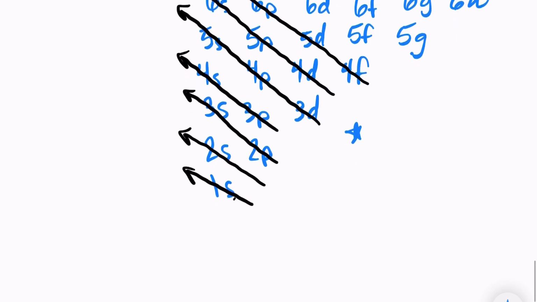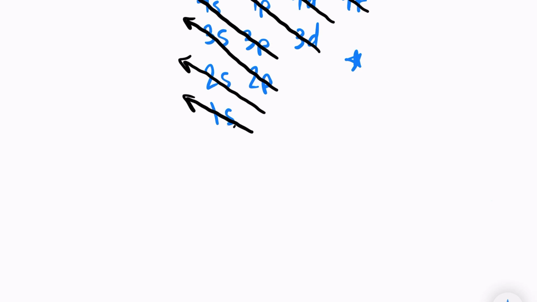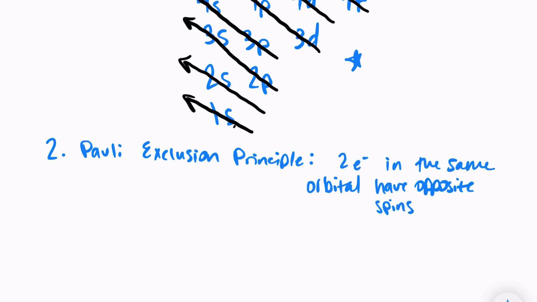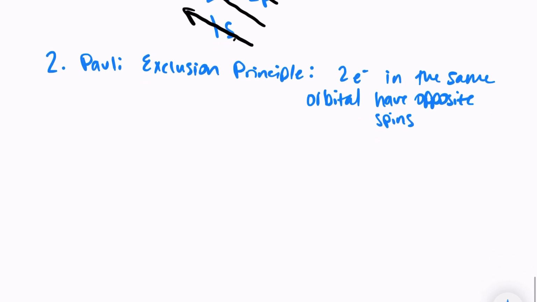With orbital diagramming, it's the same thing as electron configuration, except we're using arrows to represent electrons, and there are 2 more rules that you need to know for that. The Pauli exclusion principle, which just says that two electrons in the same orbital have to have opposite spins, and I'll show you an example in just a second. And the last thing is Hund's rule.